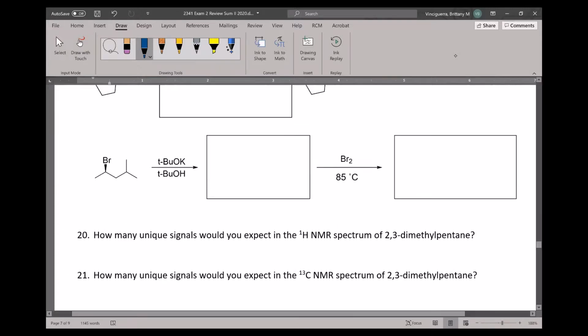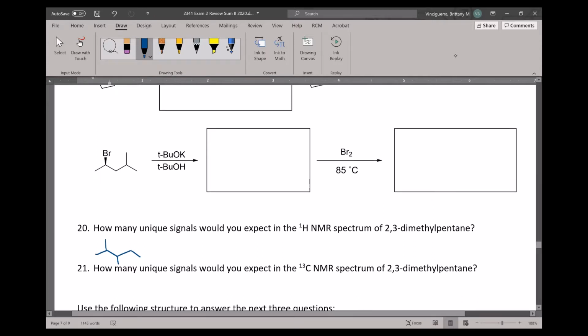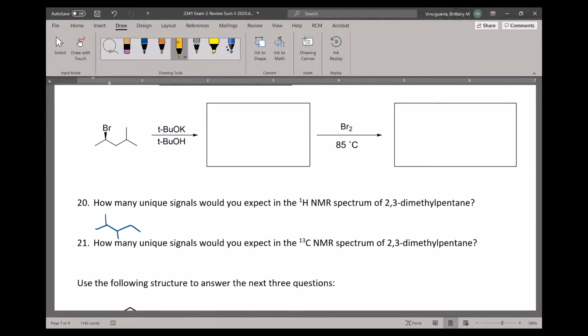2,3-dimethylpentane, this is our structure. How many unique signals would you expect in the proton NMR spectrum of 2,3-dimethylpentane? I'm going to give you about a minute to try and figure this out on your own. Okay, how many signals would we expect in the proton NMR? In order to answer this, I think the first thing you should do is draw out your different types of protons. So we have a methyl group here, so there's 3 protons here.